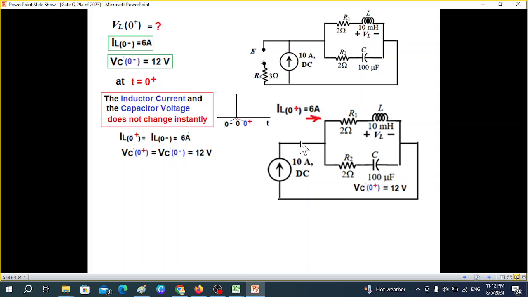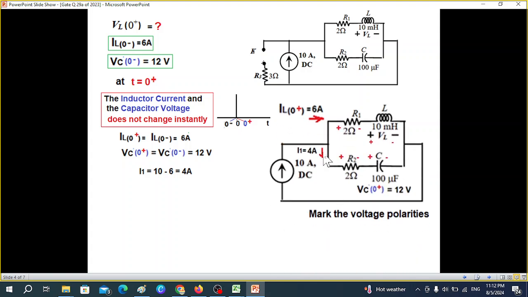Now 10 ampere is the current entering, 6 going towards this side, therefore 4 will come down. So I1, I'm calling it I1, will be 10 minus 6, that is 4 ampere. And let's mark the polarities because we'll be solving this KVL equation in this loop. And we know that wherever current enters, that terminal becomes positive. So this positive, similarly this positive, because of this current, positive here and positive here.